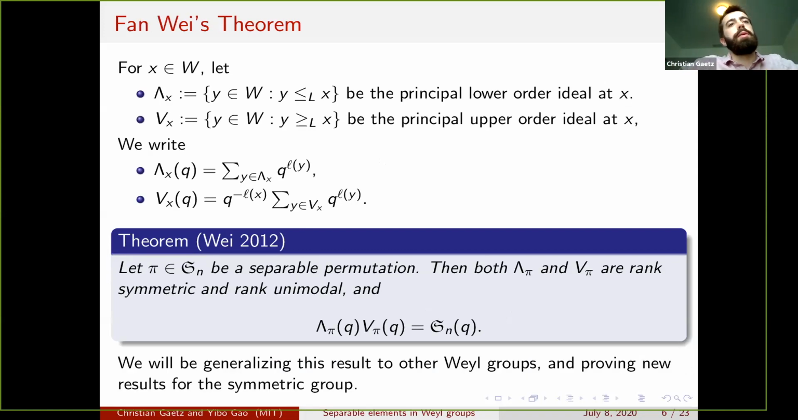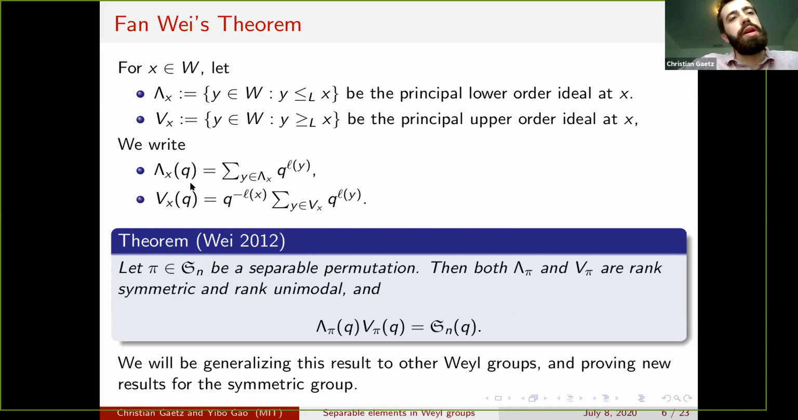Okay, so a bit more notation here. Lambda of x is the principal lower order ideal generated by x in the weak order, and V of x is the principal upper order ideal generated by x.